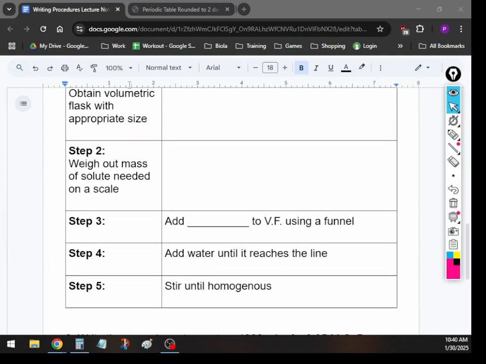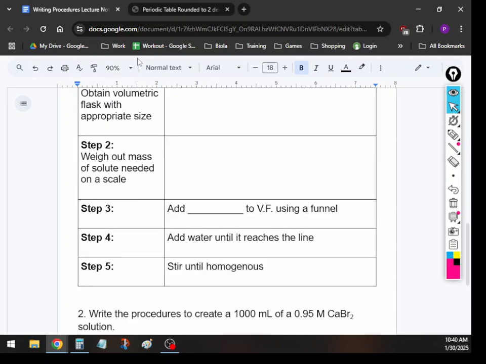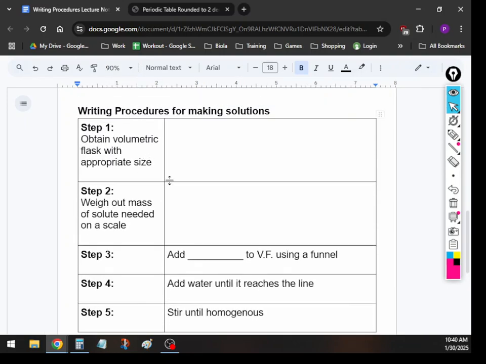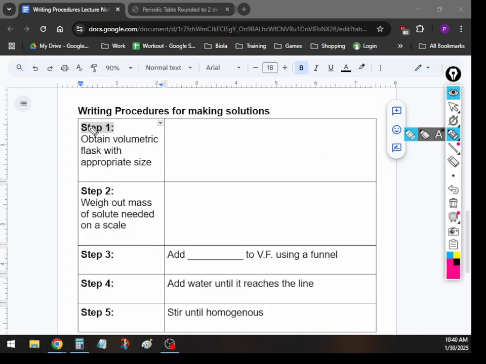Okay, and there are going to be 5 steps that we are going to take in order to make the solution. Okay, and I want you guys to copy this down, and I'll tell you guys which parts to copy down, which parts not to. Okay, so step 1, you want to obtain a volumetric flask with the appropriate size. On your notes, I want you to write step 1, and for step 1, you're just going to write obtain and I want you to write blank milliliter volumetric flask.